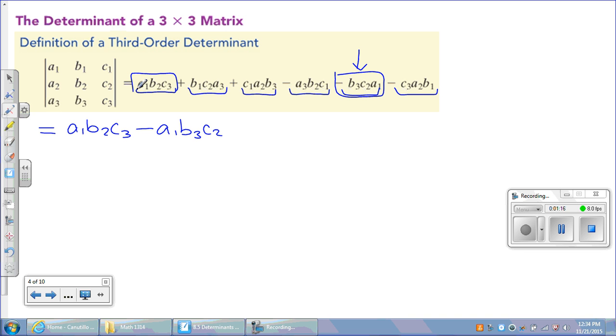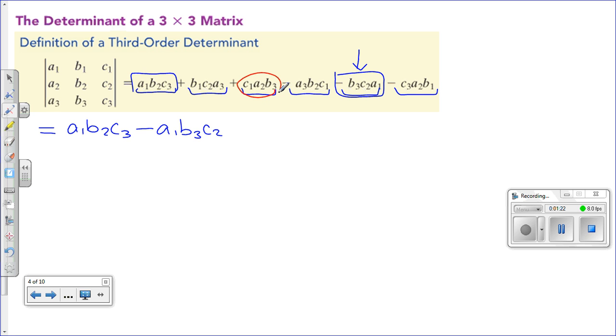Now, after that, I'm going to take the ones containing A sub 2, so it will be this one here and this one here. So I will have minus, and I'm going to take this one first. So negative A sub 2, B sub 1, C sub 3. Again, I'm rearranging them in alphabetical order. Then I will take this one, and that will be plus A sub 2, B sub 3, C sub 1.